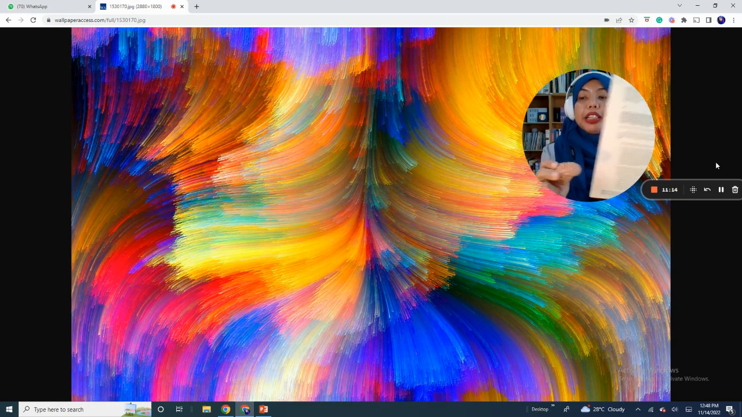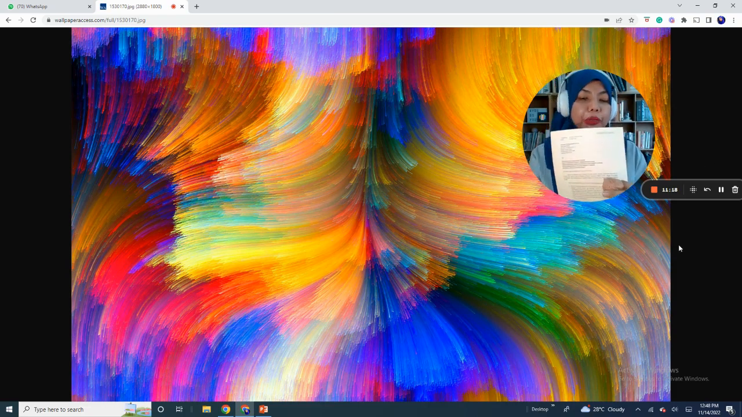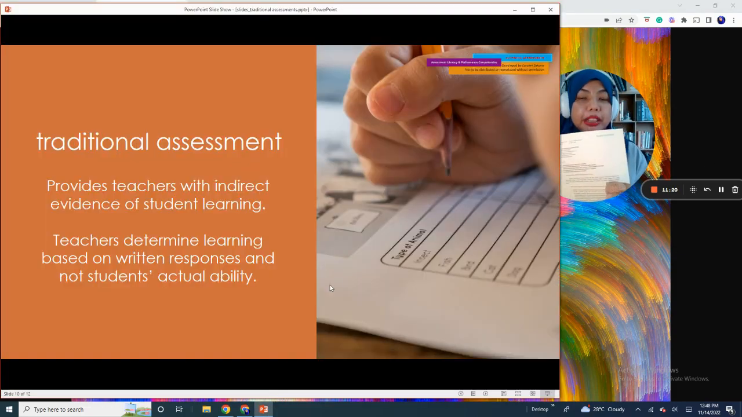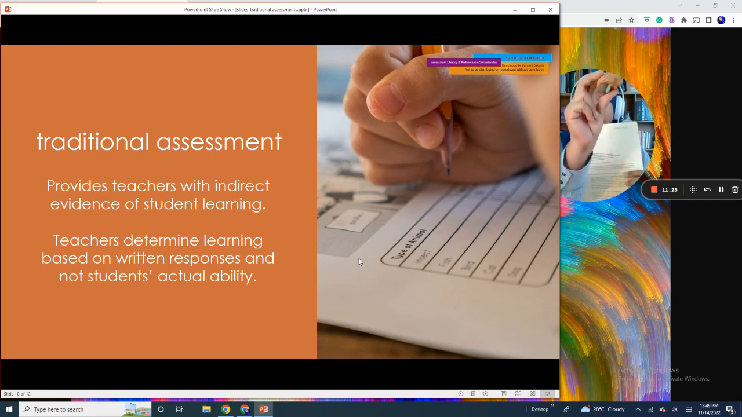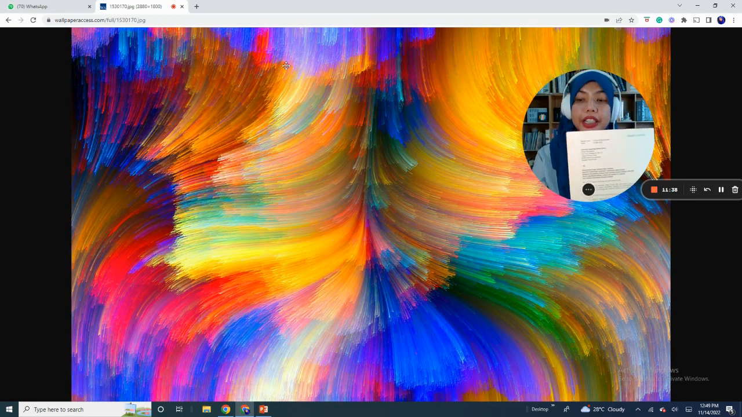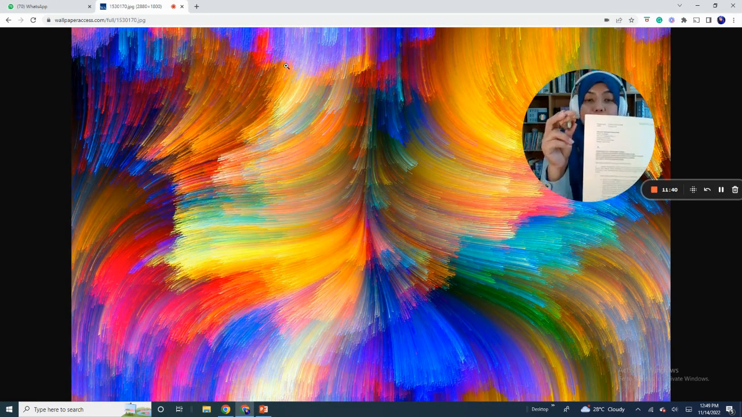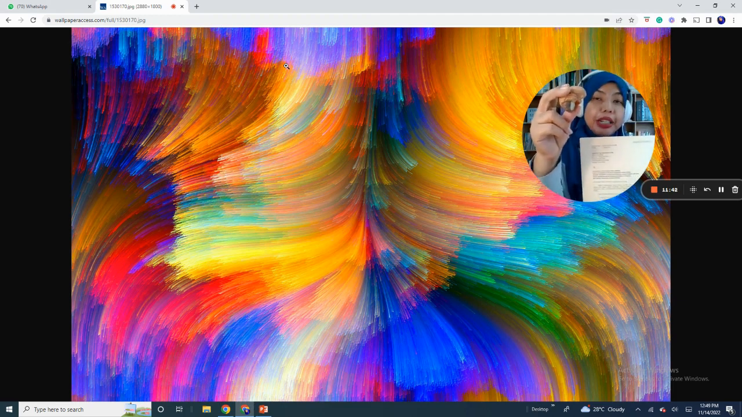So say for example, inilah kertas soalan katakanlah. Alright. So in a way, traditional assessment provides indirect evidence of learning. Evidence of learning is how much students have learned. Okay. So we want to measure this, but we prepare a set of questions and students answer these questions. And the responses provided by students to these questions, we use as a basis to infer how much learning has been acquired.